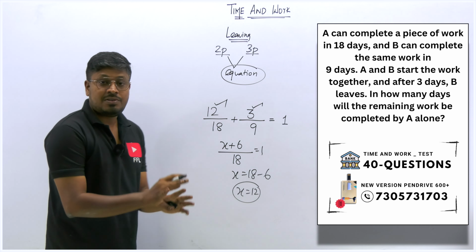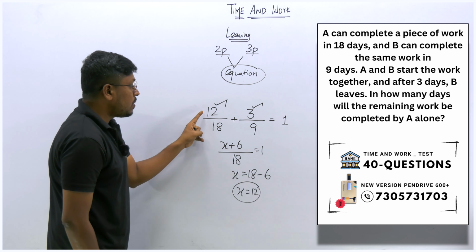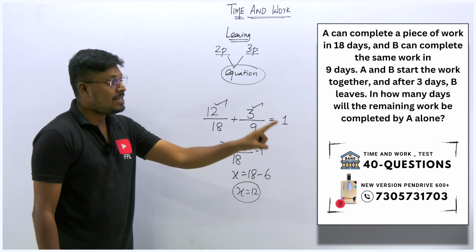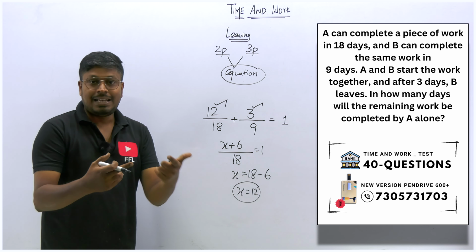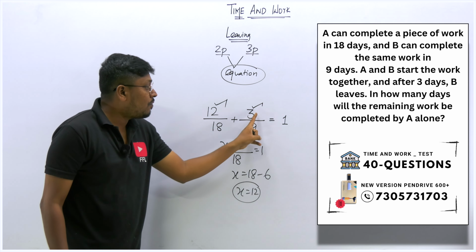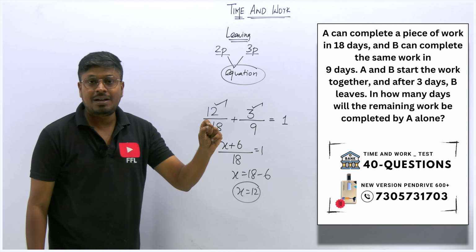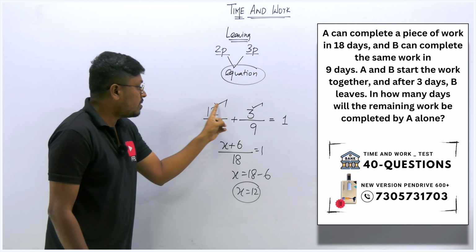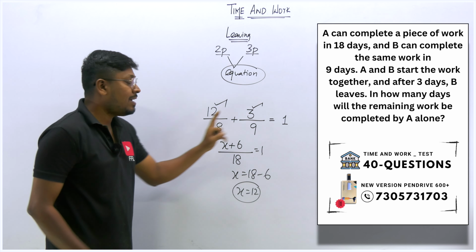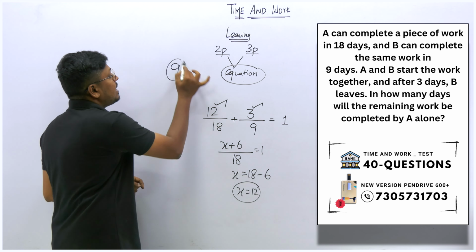Now the answer is not 12, right? Because A totally worked for 12 days. So now what is the question? In how many days will the remaining work be completed? That means the remaining work is how many days? We already know that B worked for 3 days. So the remaining work will be the remaining number of days. So the total number of days A worked is 12 minus 3 days. So the remaining work will be 9 days.